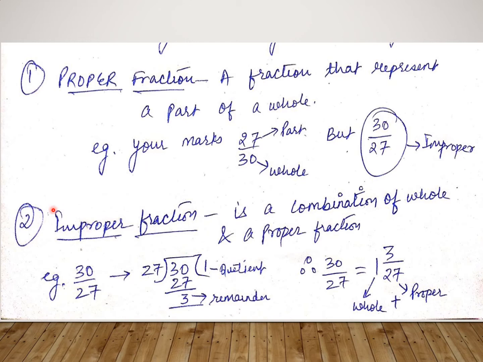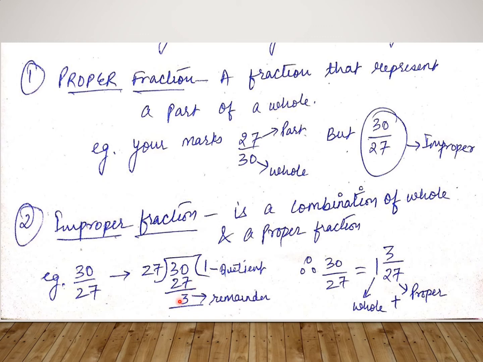Now see, the second part, that is improper fraction. An improper fraction is a combination of whole and a proper fraction. So let's see how we can break an improper fraction into whole plus proper fraction. For that, we have already discussed the process. Just see it one more time. Suppose I take this example only, that is 30 upon 27. In this, 27 is the divisor, 30 is the dividend. So 27 ones are 27.